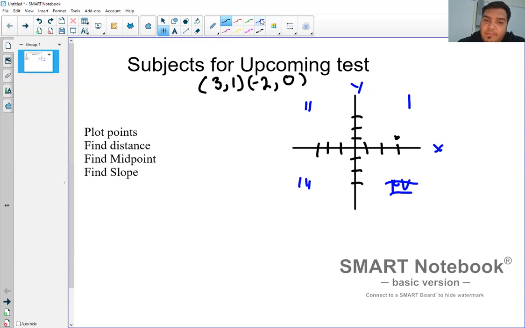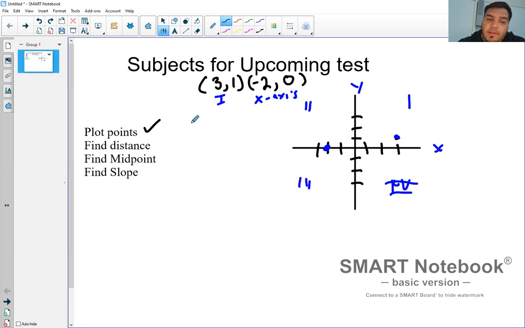And this is (-2, 0). So down to the left 2, and then 0 up or down. So for this one, I would say it's in quadrant 1. Well, this one is not in any quadrant, it's on the x-axis. Okay. So you will have to just tell me what quadrant it is and plot the points. But overall, pretty easy, I think.